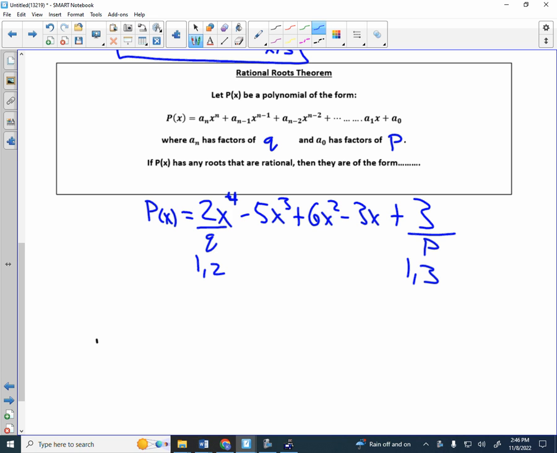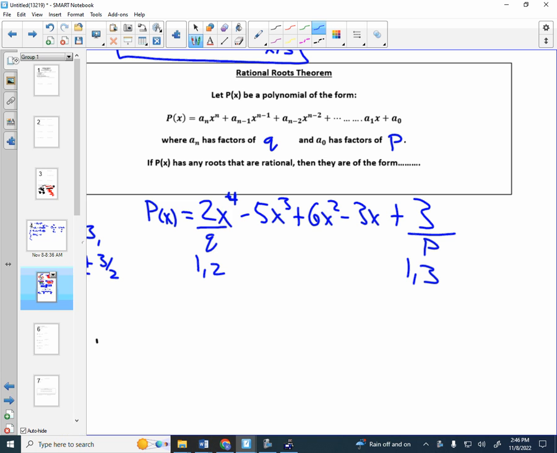For example, if you take 1 divided by 1, you get 1. If you take 3 divided by 1, you get 3. If you take 1 divided by 2, you get 1/2. And if you take 3 divided by 2, you get 3/2. So it turns out between an infinite set of numbers, there's only 8 of them that could possibly be solutions. We narrowed it down to that. That's pretty good, and it allows us to do some absolutely remarkable things.